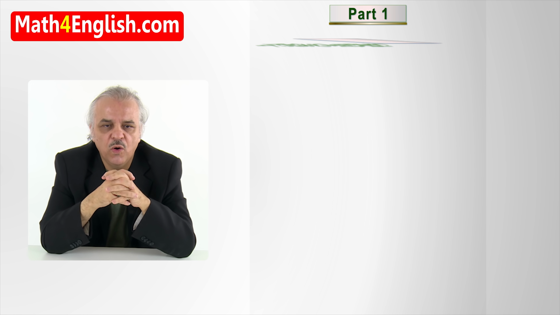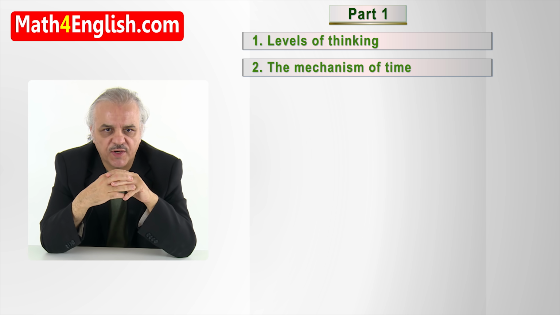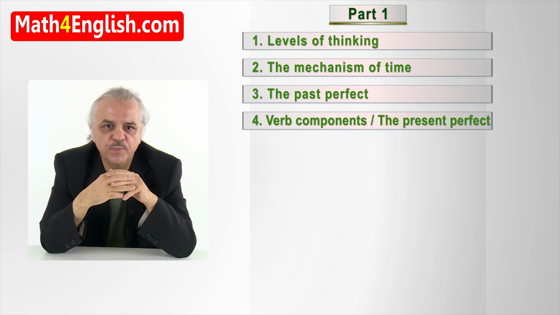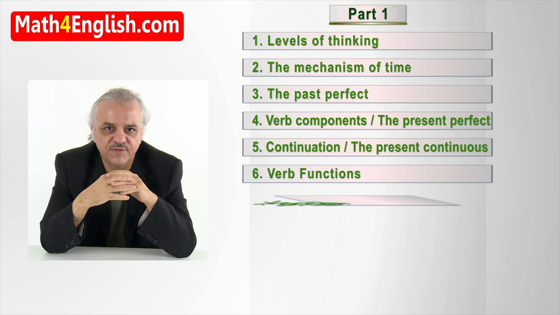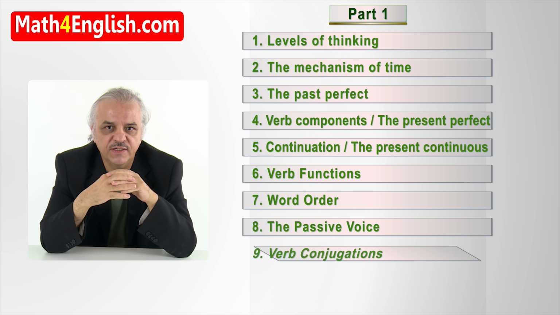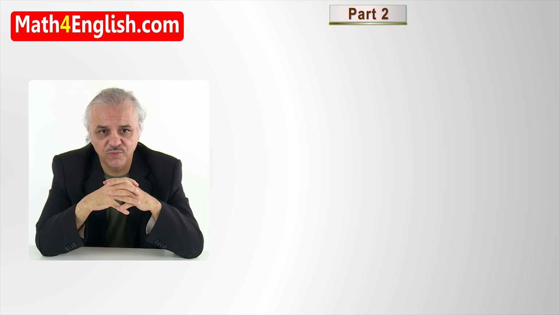Part 1. 1. Levels of thinking. 2. The mechanism of time. 3. The past perfect. 4. Verb components, the present perfect. 5. Continuation, the present continuous. 6. Verb functions. 7. Word order. 8. The passive voice. 9. Verb conjugations. 10. Negation.